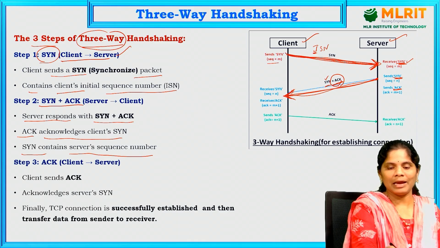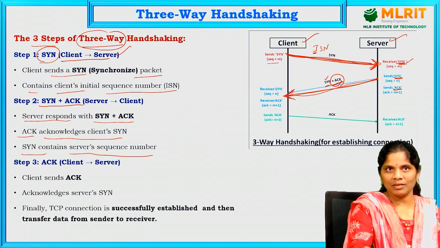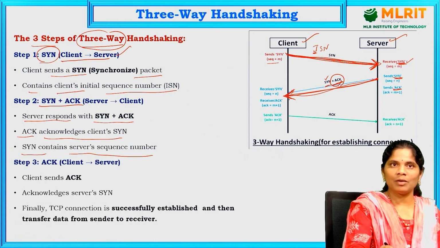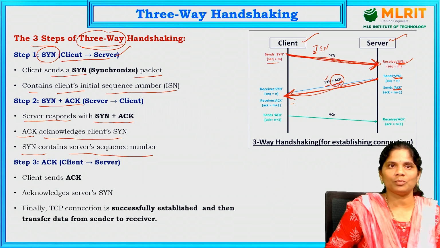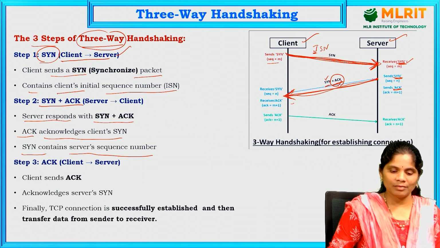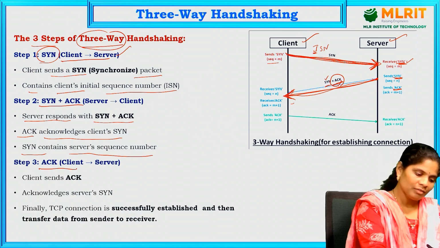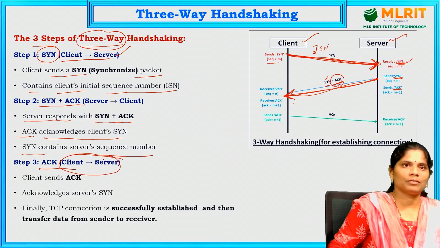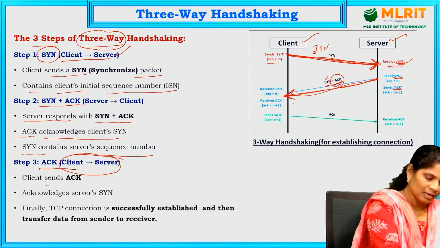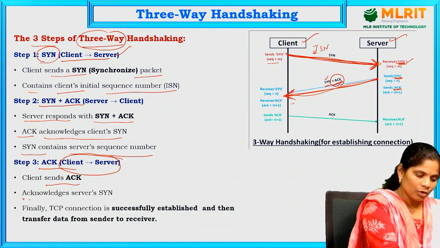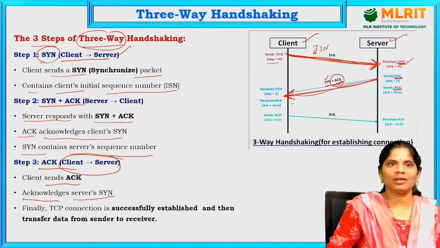First one is the client sending a request to the server. That is the synchronization. And the next one, the server is sending synchronization plus acknowledgement. That is server to the client. That is the second step in the three-way handshaking. And the final one is the acknowledgement. That is also from client to server. So the client sends an ACK to the server. So it is acknowledging the server's synchronization.